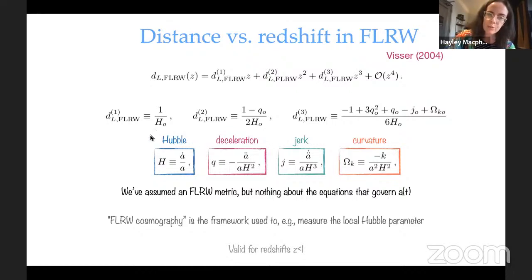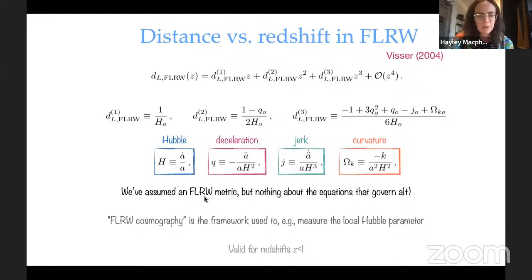So we've got the Hubble parameter, which I introduced before with respect to the Hubble tension, the deceleration parameter and the jerk, which are just the second and third derivatives of the scale factor, and the curvature parameter, which is directly related to this constant K, which describes the global curvature of spatial sections in the FLRW universe.